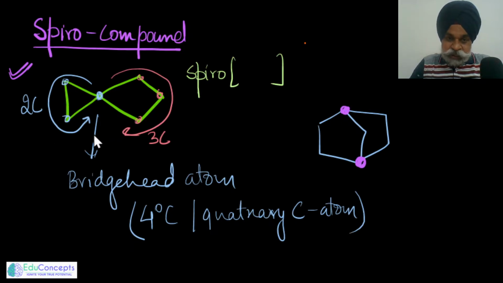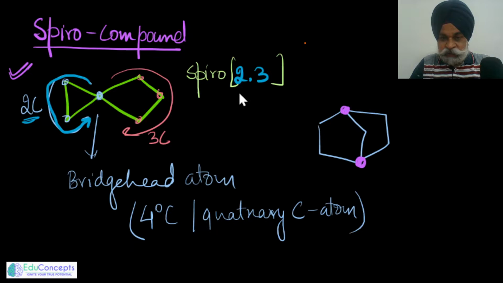So here, unlike the bicyclo, you have to write it in the increasing order. In this path I obtained 2 carbon atoms, so I would write 2 dot, and here I got 3 carbon atoms. In totality, how many carbons have I counted? 5, and 1 is the bridgehead. So it is Spiro[2.3]hexane, because there is no double or triple bond here. So this is what you call a Spiro compound. And for the bicyclo, you can refer to the separate video which is already there in the playlist.